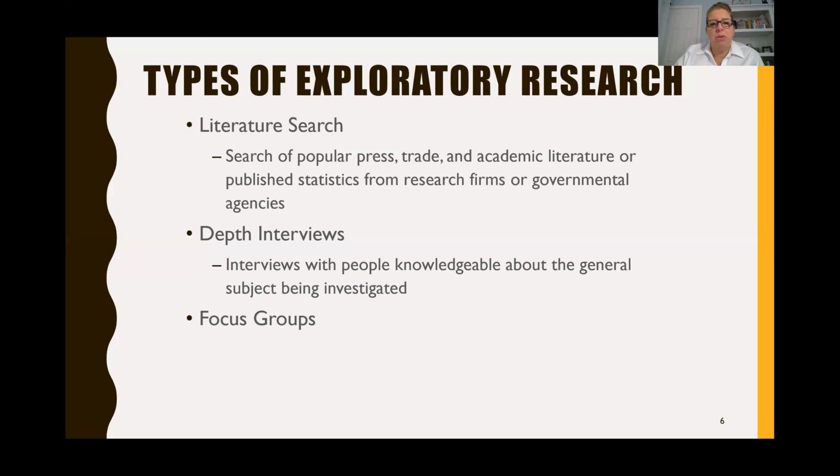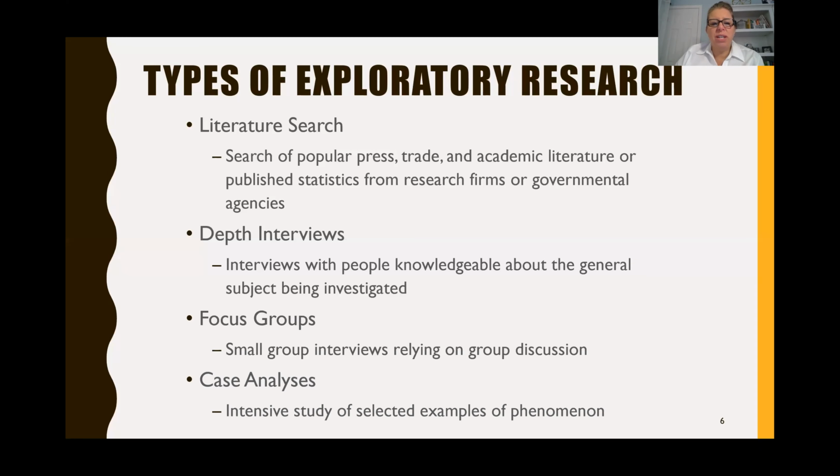Another type of exploratory research is focus groups. These are small group interviews. They rely primarily on group discussion, where you get a group of 4 to 6 or 7 people in a room, and you ask the entire group some discussion questions, you let them talk about it, and you obtain insights from that focus group.